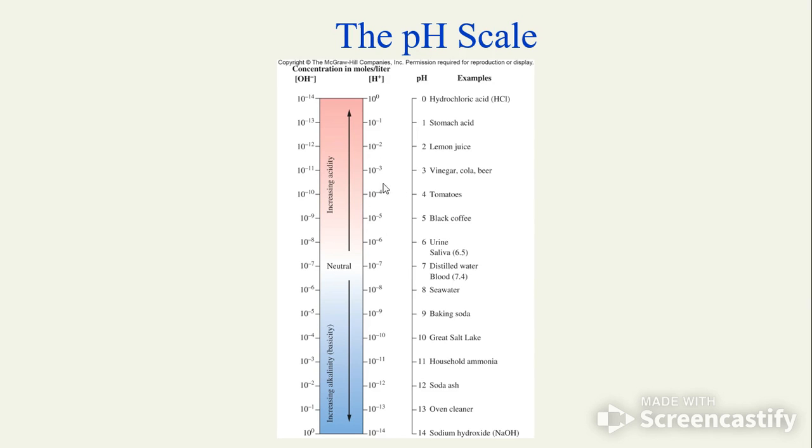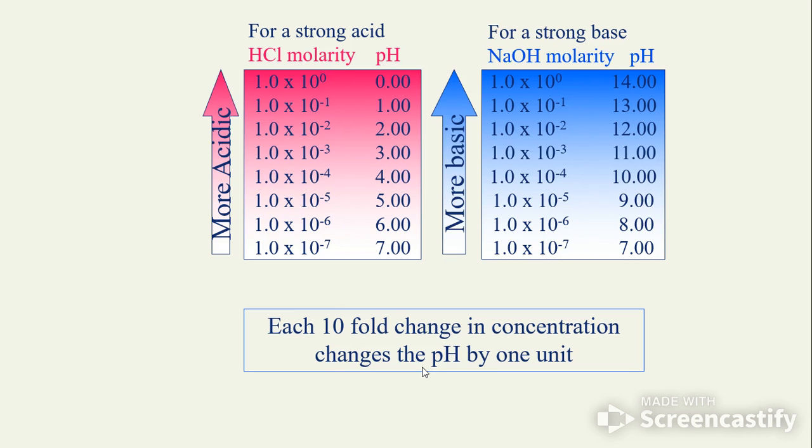common solutions that we use in our daily lives and their respective pH values. You can see among those, hydrochloric acid is the most acidic and sodium hydroxide is the most basic. So the idea here is that the higher the acidity, the lower the pH, as you can see here, and the more basic, the higher the pH, as you can see from this side. And a tenfold change in concentration changes the pH by 1 unit.